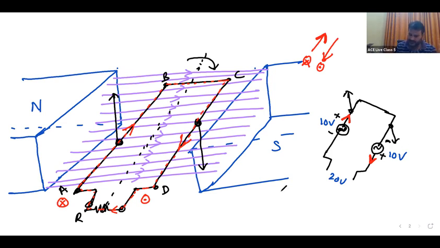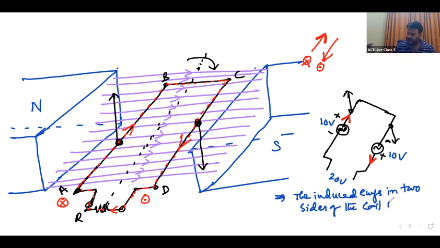So the conclusion is that the induced EMFs in two sides of the coil will be aiding polarities. That is said to be aiding. Of course, 10 volts, 10 volts, 20 volts. Fine.